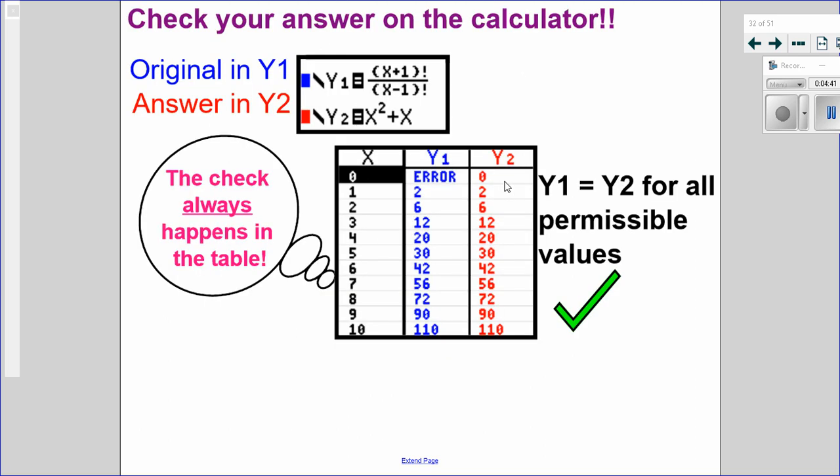Here's how you can check it on the calculator. If you want to check the last question that we did, here's what we started with. Here's the answer that we end with, and you can check in the table, y1 equals y2 for all values, so I know that it is correct and I've done my question correctly.